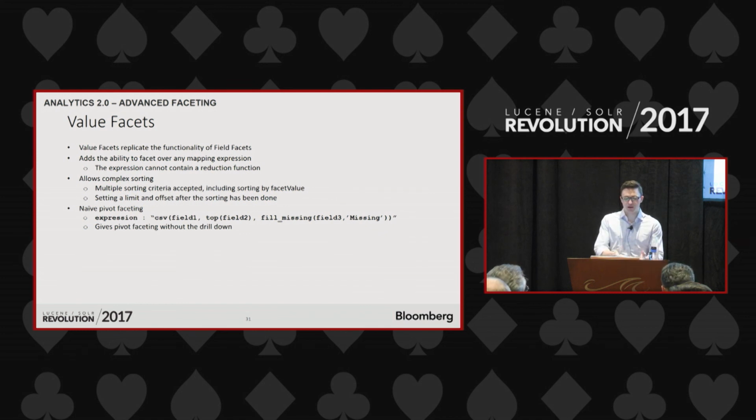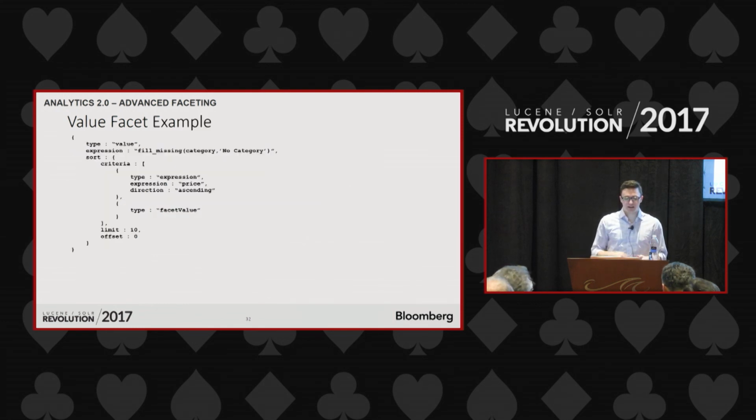One example that we've got on the slide is doing a naive pivot faceting. So you can take the comma-separated values of field 1, the top value of field 2, and field 3, where all the missing values are filled with the string missing. You can then facet over this entire expression, and then basically just compute analytics results on each subgroup of the facet. There's an example here of defining a value facet.